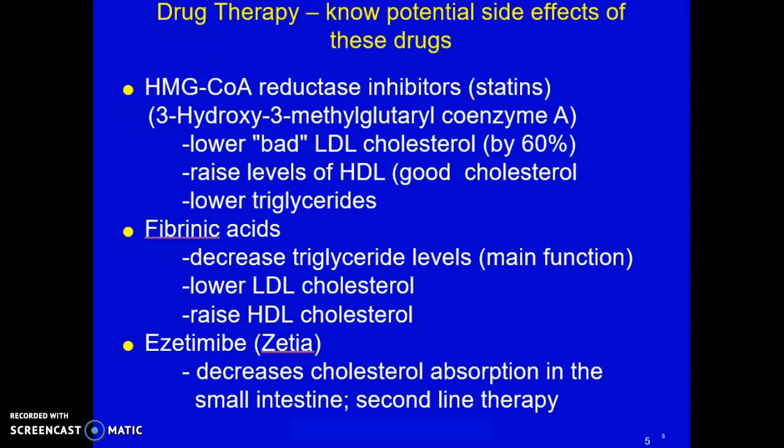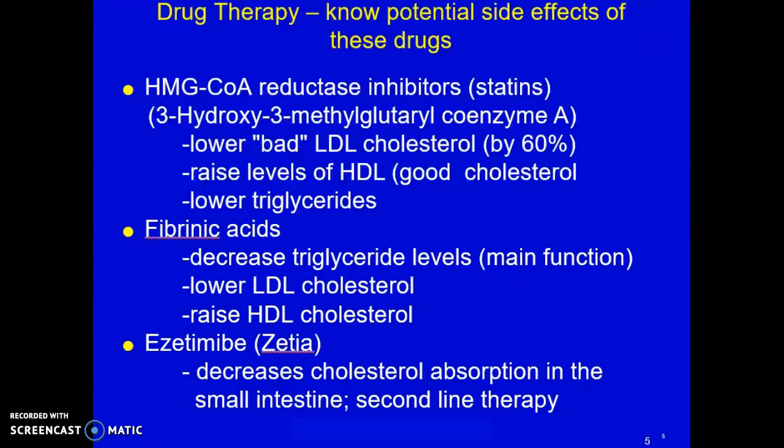So, key things that you want to know: there are a wide variety of statins that are used, and these are meant to lower bad LDL cholesterol. You want to raise the HDL to a normal level, and then you want to lower the triglycerides. And then fibrinic acids decrease triglyceride levels and also lower and raise the appropriate things for the other types of cholesterols, as we should.